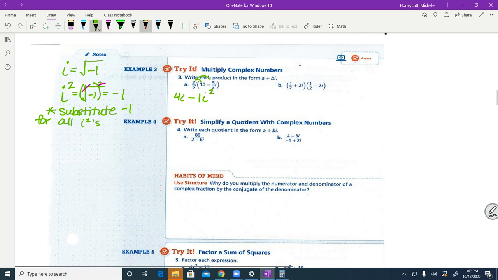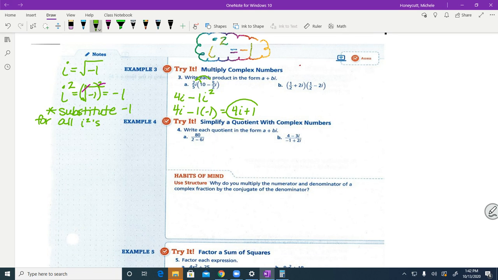So you might even want to get a nice special pen. I squared equals negative 1. Draw some clouds around it, highlight it, do whatever you can. So that means in my problem here, I'm not finished. I've got some work to do. So I've got 4i minus 1 times I squared is negative 1. So this simplifies to 4i plus 1.